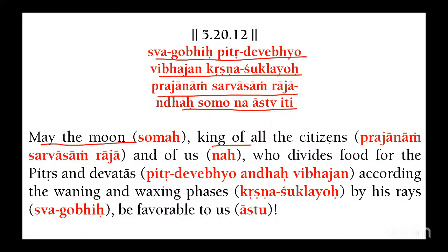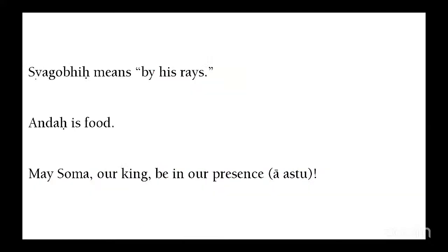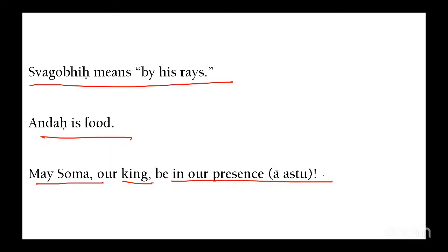May the moon, the king of all the citizens and of us, who divides food for the Pitrus and the Devatas according to the waning and the waxing phases, by his rays be favorable to us. Swagobihi means by his rays. Andaha is food. May Soma, our king, be in our presence. Astu means astu, like that.